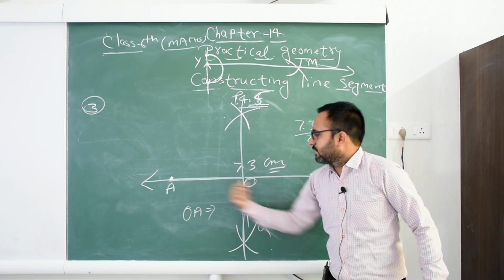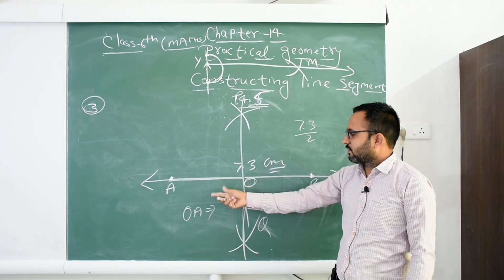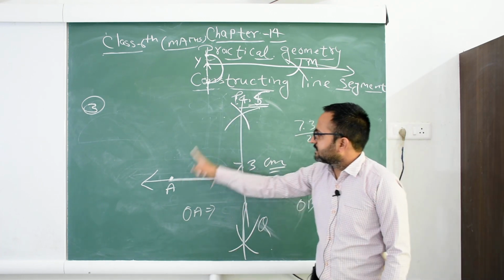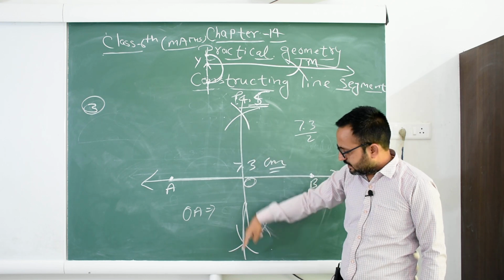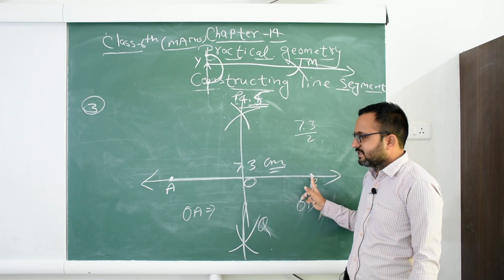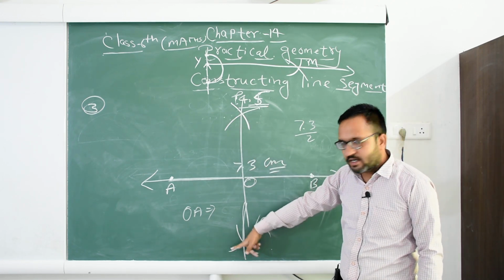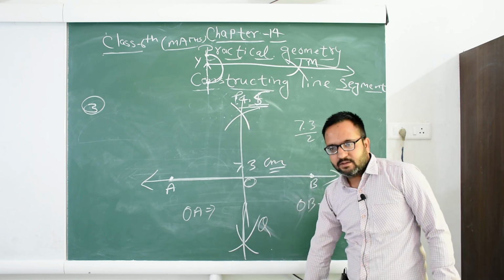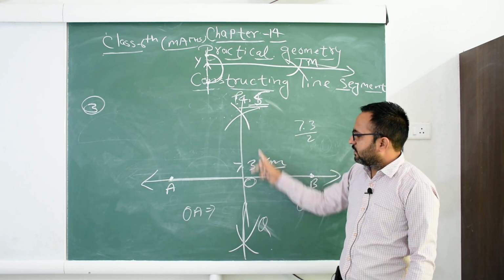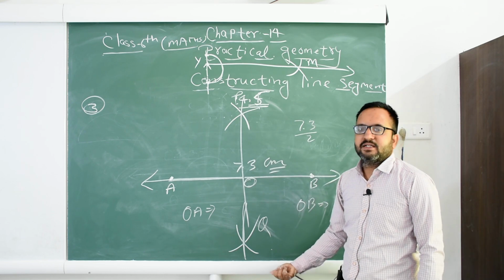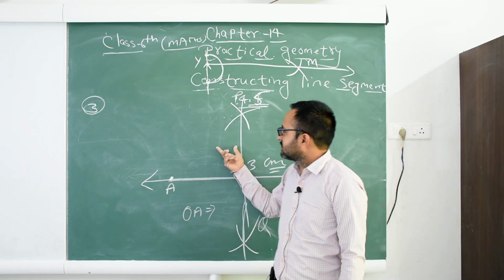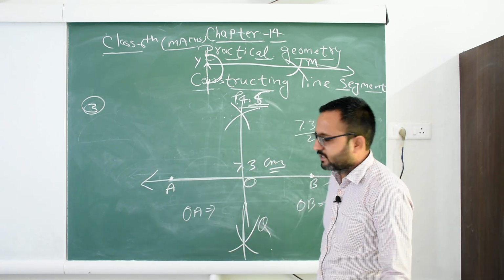First of all, draw the line segment, and A is the center, cutting an arc here and cutting an arc here. Now B is the center, cut an arc here and cut an arc here. Now join both arcs, and this is your required bisector. So this is the procedure of constructing a bisector.